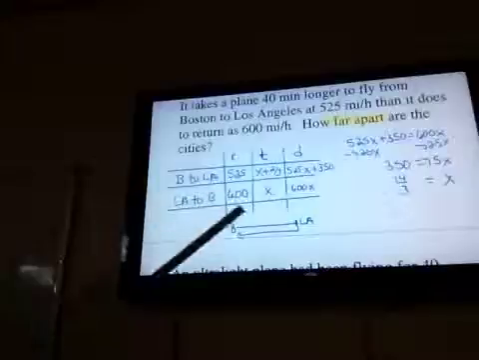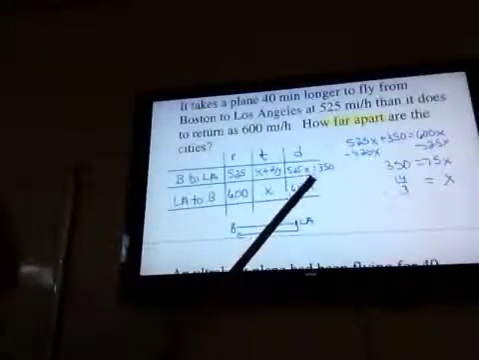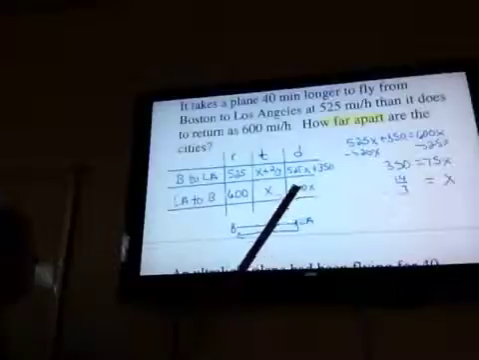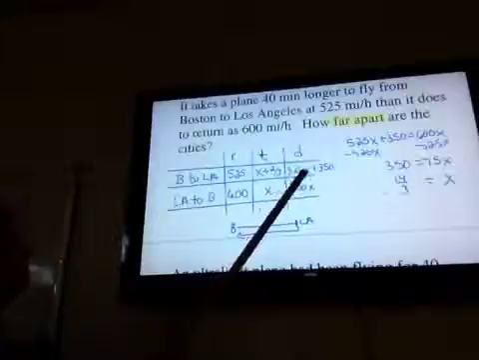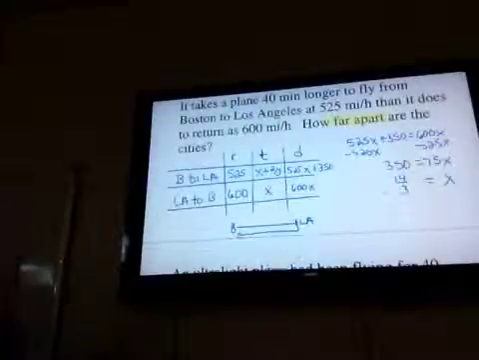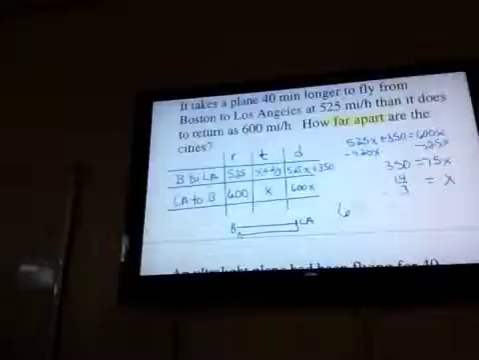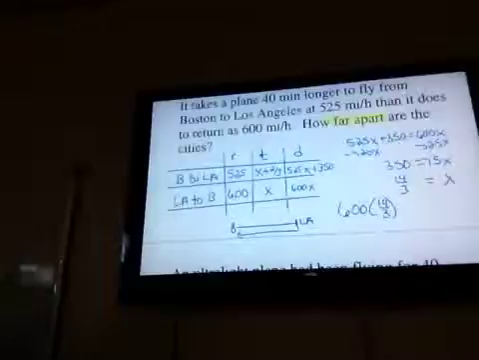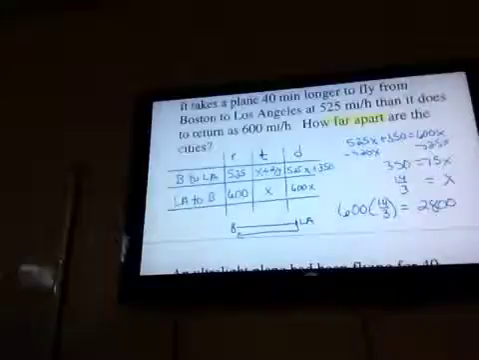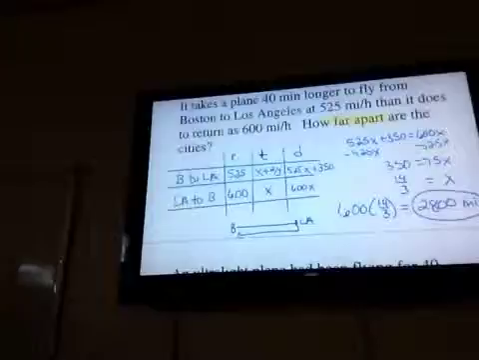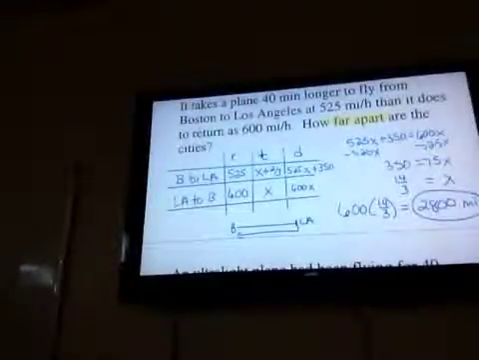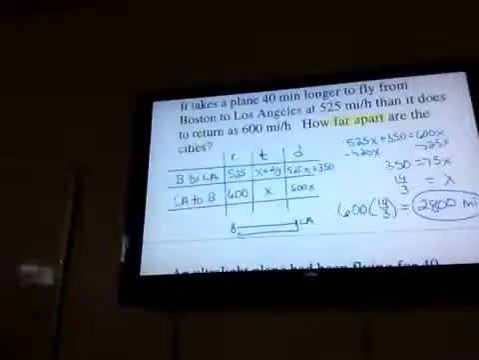So go back to one of your distance boxes. This one's way easier. Okay? And we're going to plug in our x value. They want a distance, so it doesn't matter which one you use. The easier one would be the better one. So I'm going to take 600 times 14/3. And I get 2,800 miles. Always be sure to read the final question so you know what you're looking for.